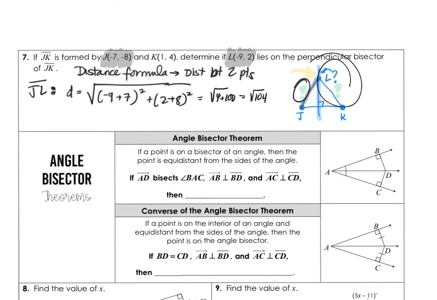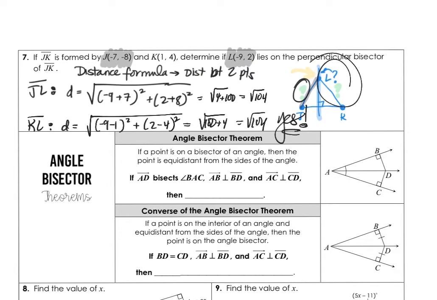If we get that same answer when we find the measure of KL, or the distance between point K and point L, we're going to know our answer. So -9 minus 1 squared for x minus x squared, and 2 minus 4 squared for y minus y squared. That gets us the square root of 100 plus 4, which is the square root of 104. Therefore, yes, L lies on the perpendicular bisector of JK.